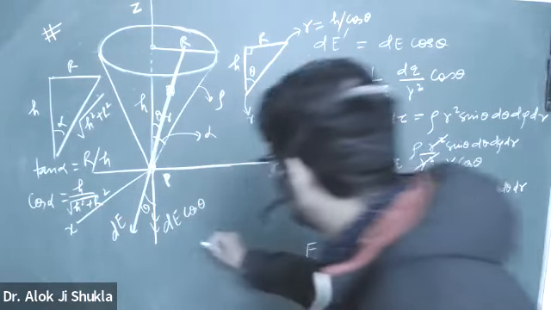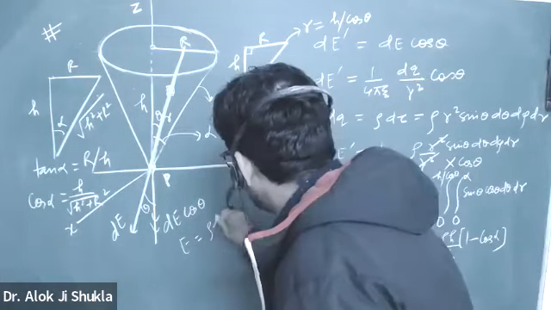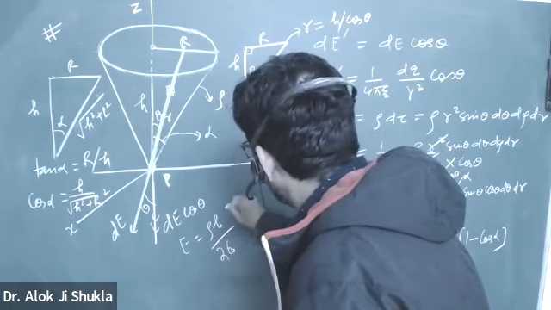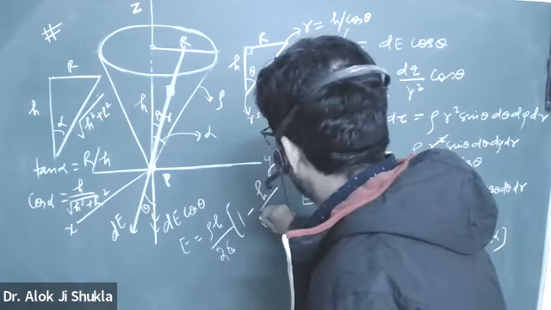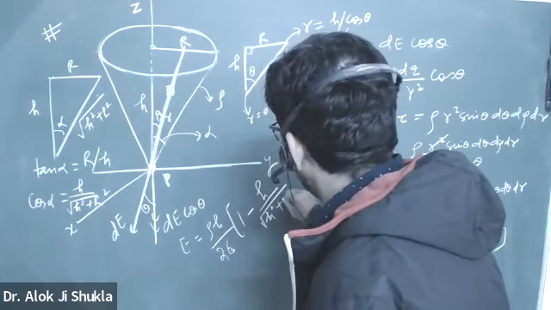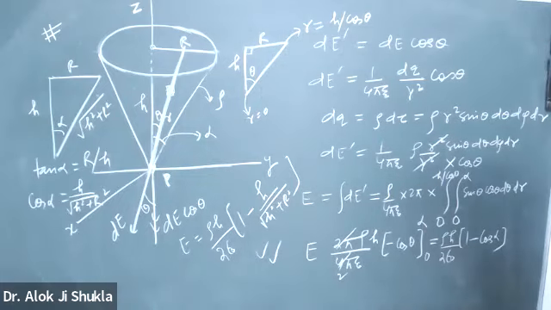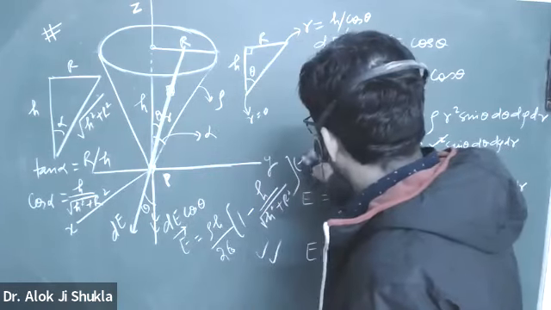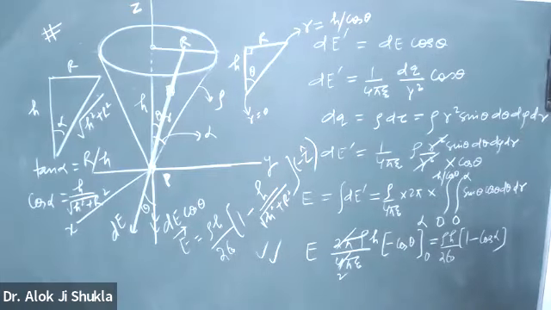So what will be E now? E will be rho h by 2 epsilon naught, 1 minus h by under root h square plus r square. This is your final expression. And what is the direction? Minus z cap. Okay?